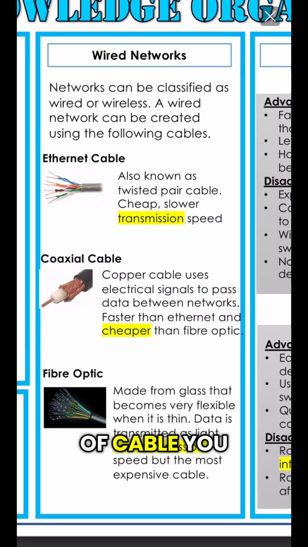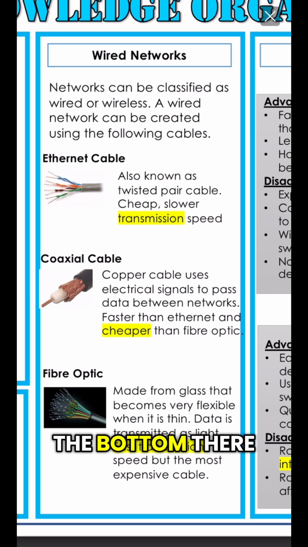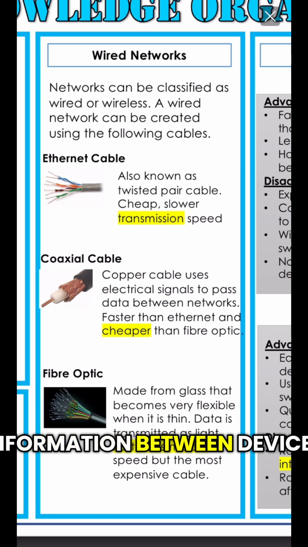3 different types of cable you can use. Ethernet cable, very popular, cheap, but it has slower transmission speed than, say, fibre optic at the bottom there, and that is for fast transmission, but it is the most expensive cable. Then you have coaxial, which is copper. It's faster than Ethernet and it's cheaper than fibre optic, but most networks now use fibre optic to pass information between devices.